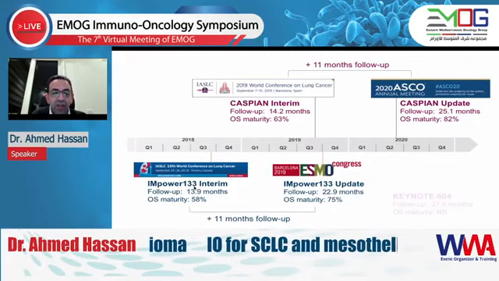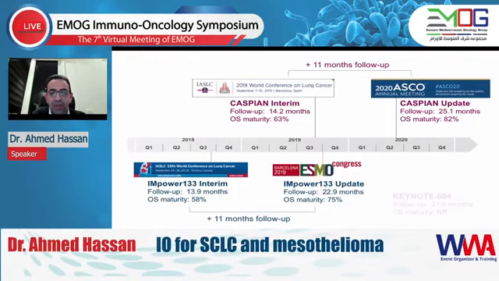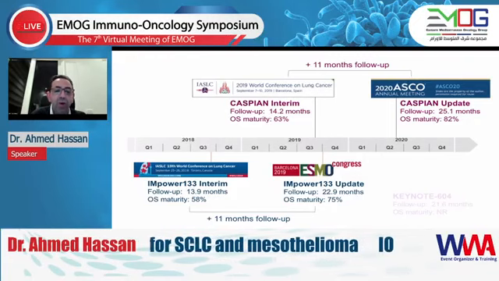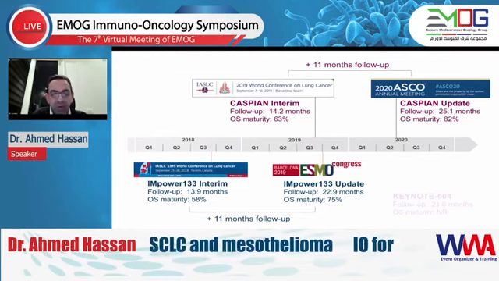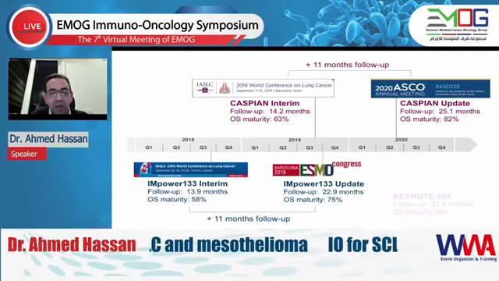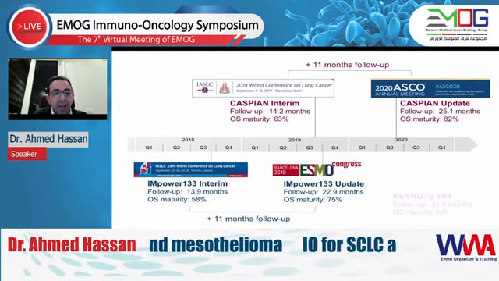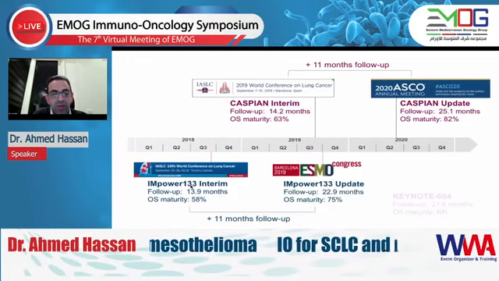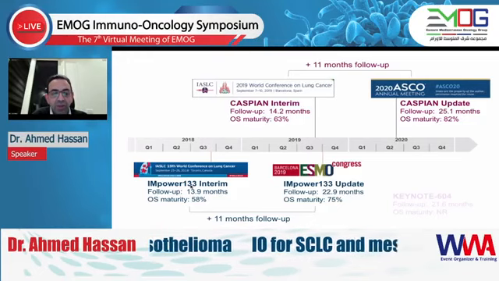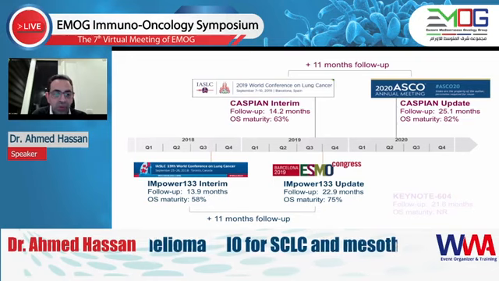3 tells you the number of agents used in the investigational arm. So for example, Dr. Ahmed Saeed and Dr. May were talking about IMpower 110. So 110, 1, they used only a single agent, atezolizumab. Here in IMpower 133, they were using 3 agents. That's atezolizumab in addition to carboplatin and etoposide.